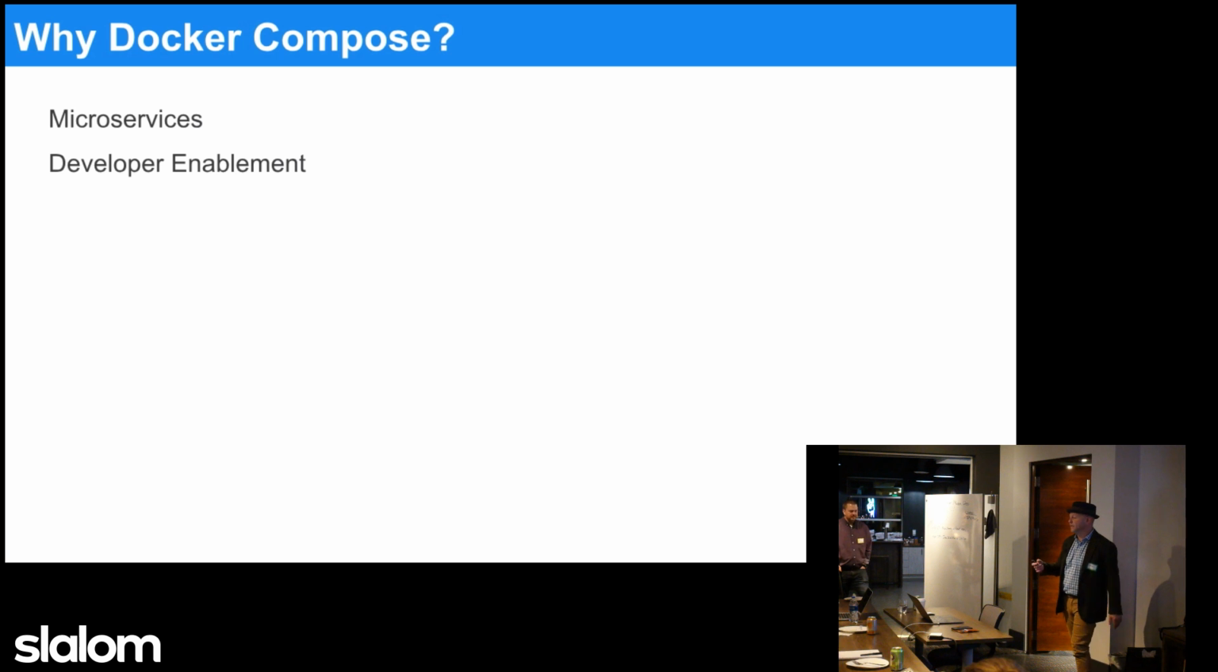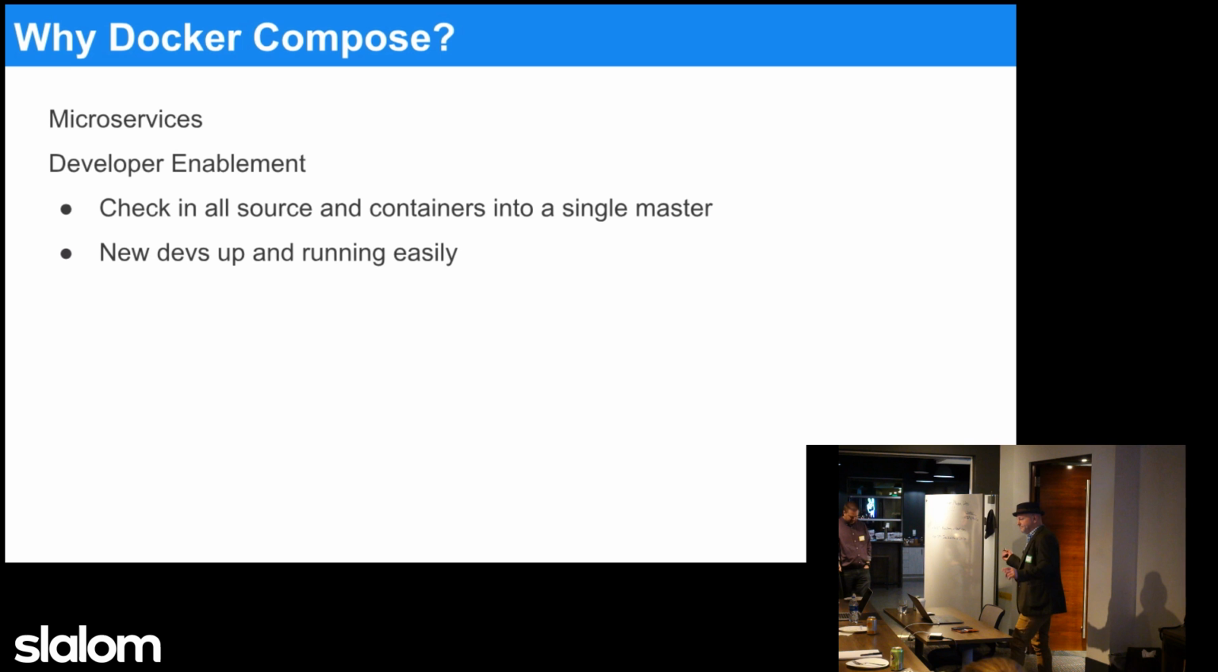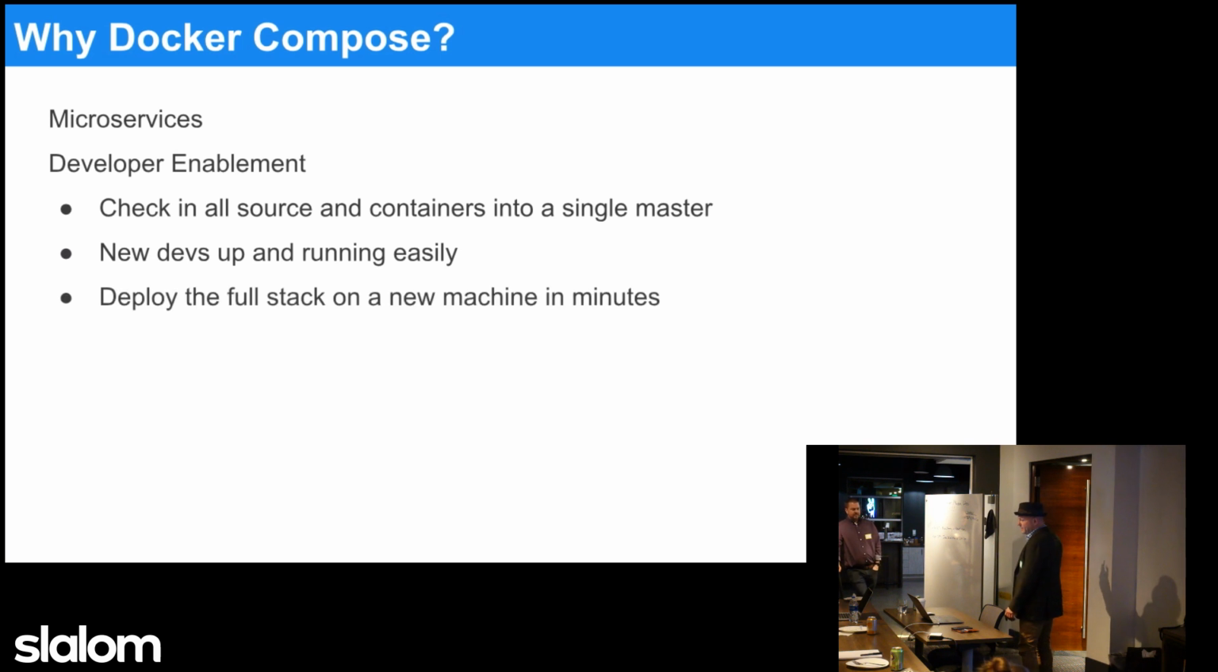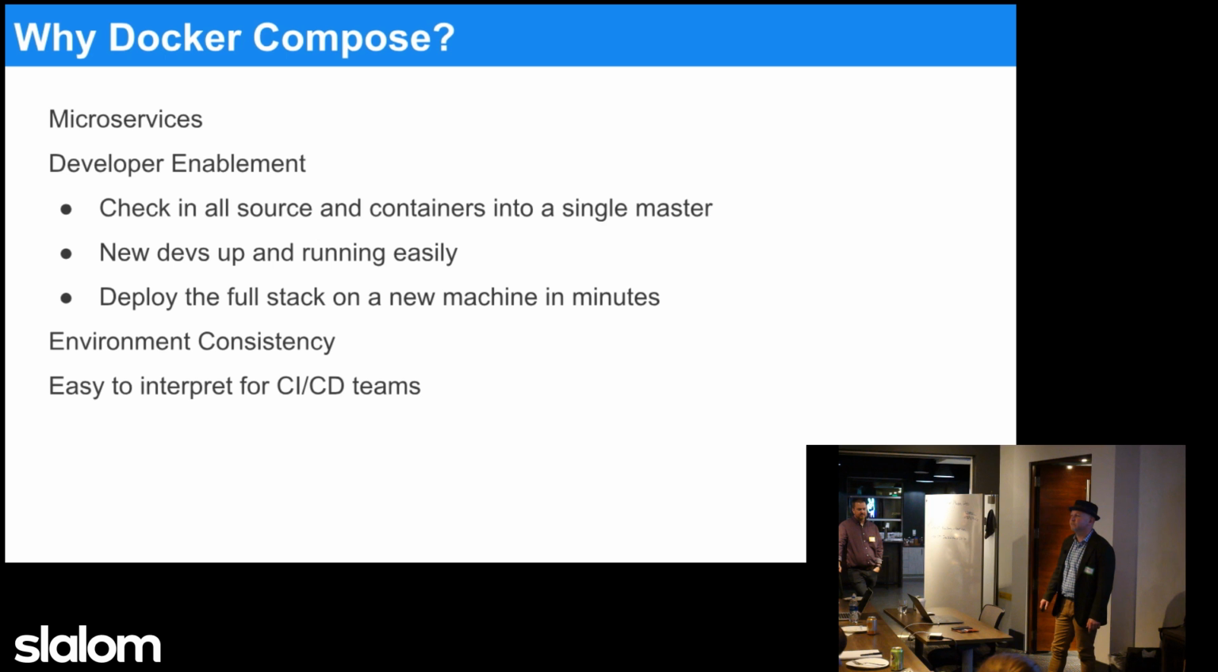The other thing is, check it into a single master, and new devs are up and running easily, in minutes. Environment consistency: I can run this on my machine, his machine, a Windows machine, and it works the same everywhere. You can run it in production. We even did this on a recent project. We got kind of desperate to launch everything really quickly, so we just ran Docker on an EC2 instance, went docker compose up and ran it there, and that worked. Ran the whole stack on one EC2 instance. It's not ideal, but it worked.